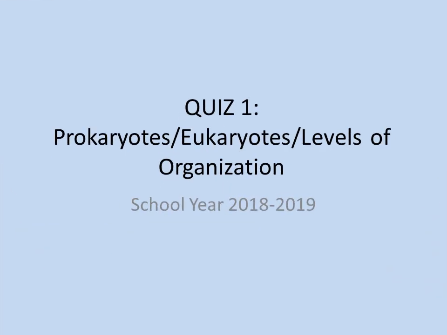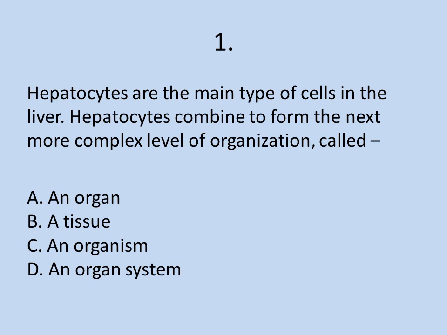Quiz 1. Prokaryotes, Eukaryotes, Levels of Organization. Question 1. Hepatocytes are the main type of cells in the liver. Hepatocytes combine to form the next, more complex level of organization called A. An organ, B. A tissue, C. An organism, D. An organ system.